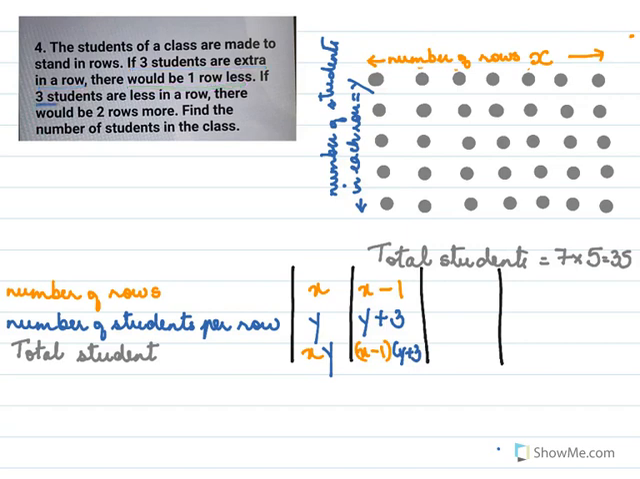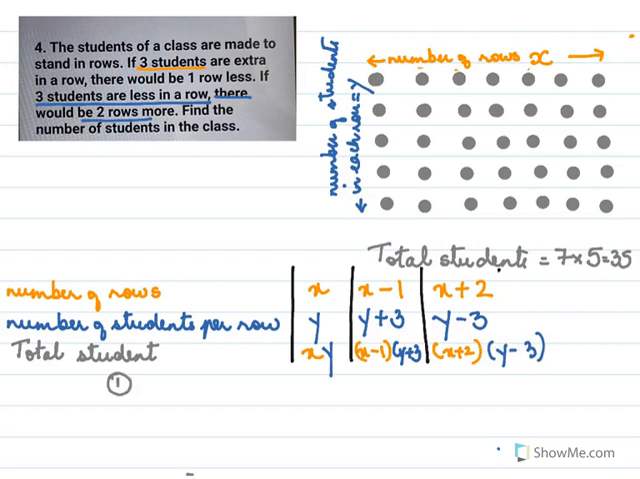Now in the second case, they say if 3 students are less in a row, there would be 2 rows more. So 3 students less in a row means the number of students per row will now be y minus 3. There would be 2 rows more, so the number of rows would be x plus 2. So the number of students would be number of rows into number of students per row, that is x plus 2 into y minus 3.